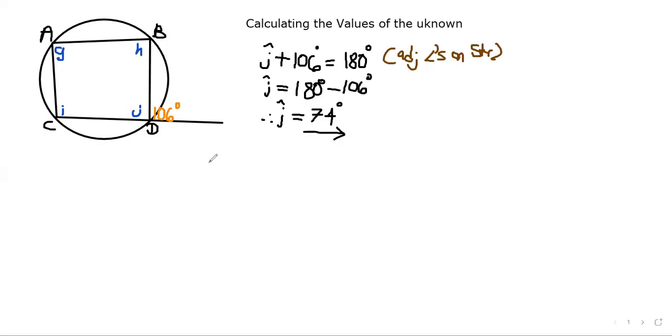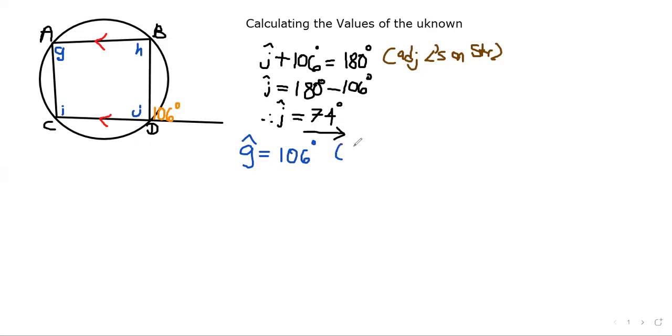Since now we have angle J, you can consider determining angle G. Remember, there will always be parallel lines. I forgot to put that. So let's continue. After getting angle J, let's now find angle G. I'm just going to say angle G, as simple as that. It is equal to 106 degrees.